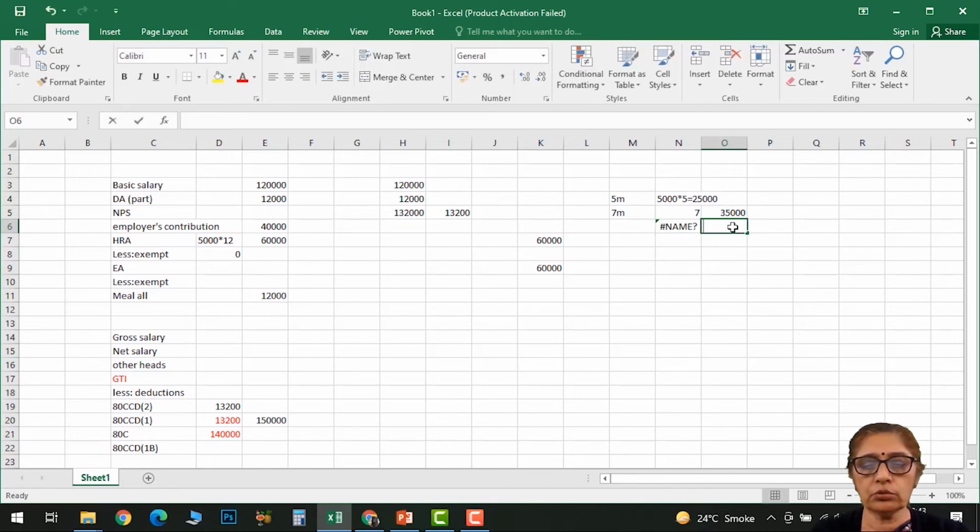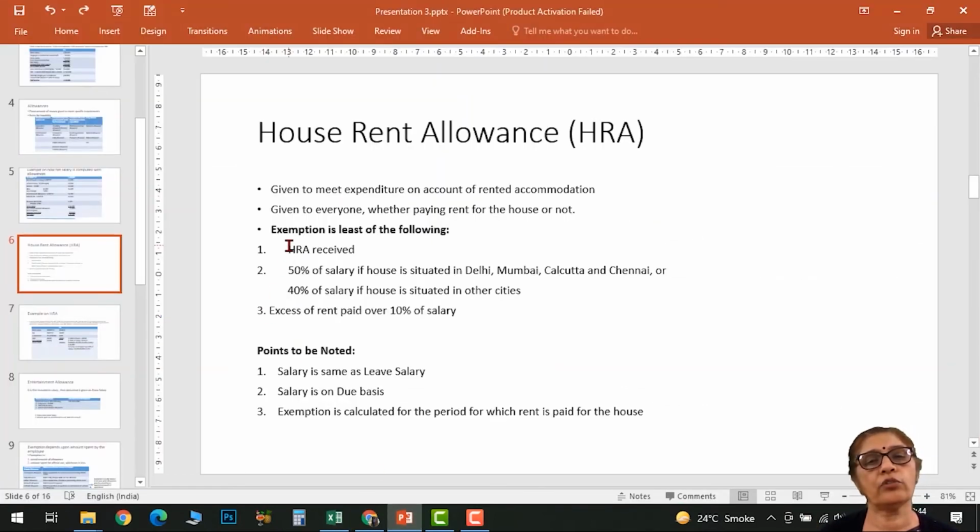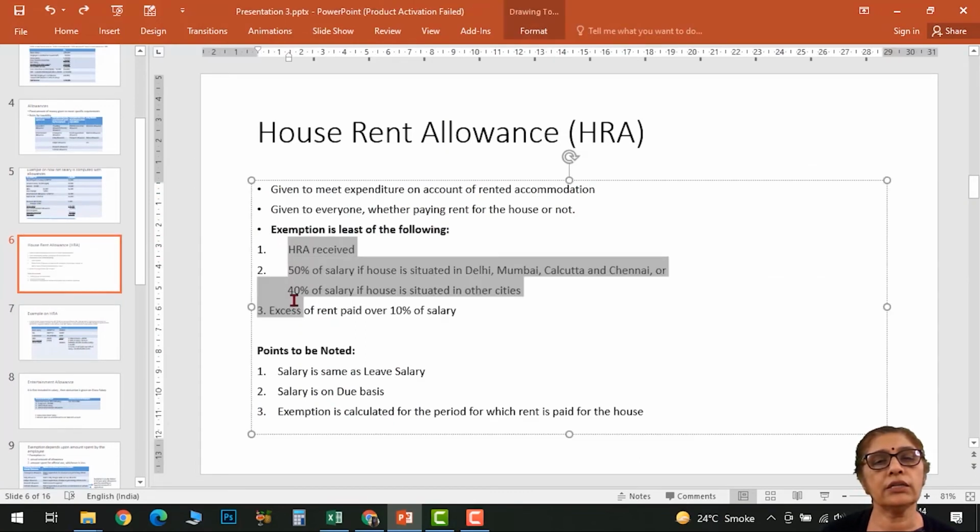Let's say it comes out to 4,000 as per calculation. So your taxable HRA would be 25,000 for the entire period of 5 months, and this 35,000 exempted up to 4,000. So if it's exempted up to 4,000, taxable would be 31,000. So the taxable HRA becomes 25 plus 31, we have to do it in parts. How do we find out the amount of exemption? Again, least of the 3.